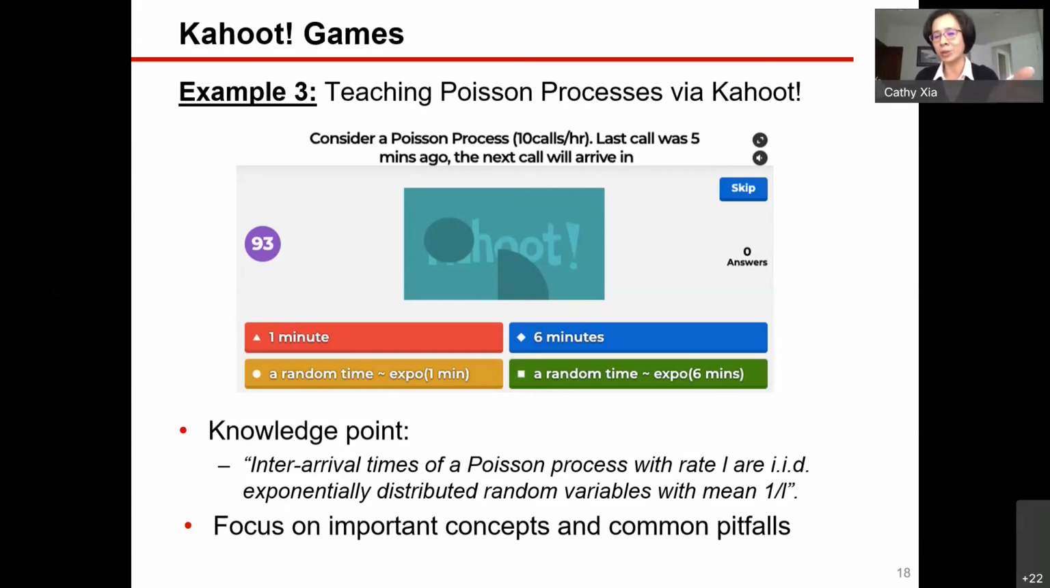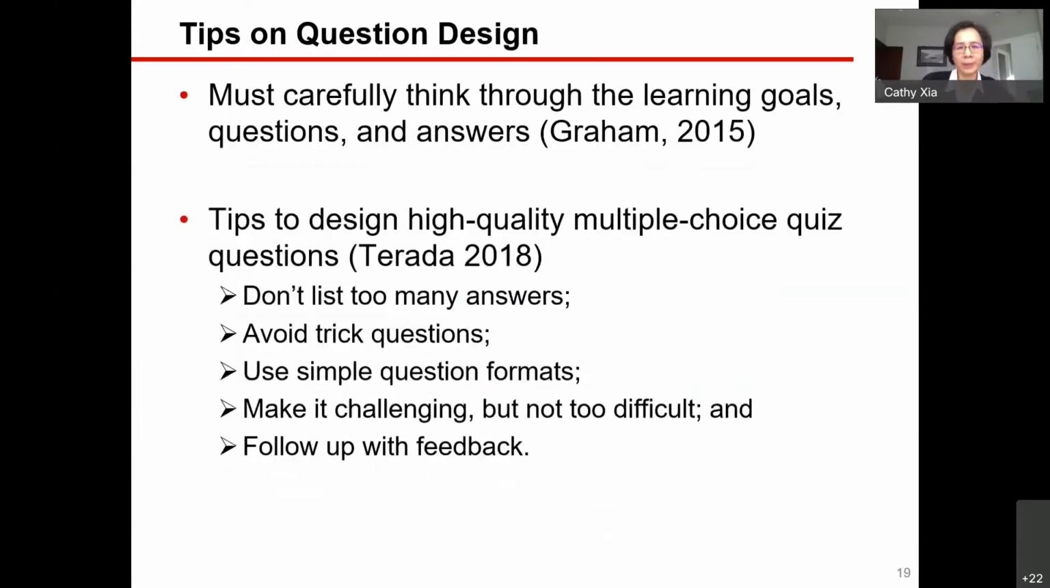And then we launch a game and have the students answer: is it going to be 6 minutes, 1 minute, a random time exponentially distributed with mean 1 minute, or a random time exponentially distributed with mean 6 minutes? So basically, with this kind of question, students who really understand the concept need to digest this key knowledge point to get the correct answer. Meanwhile, the good students will get the answer correctly. Then the students who didn't understand may still get the answer through playing the game. Yeah, let's see.